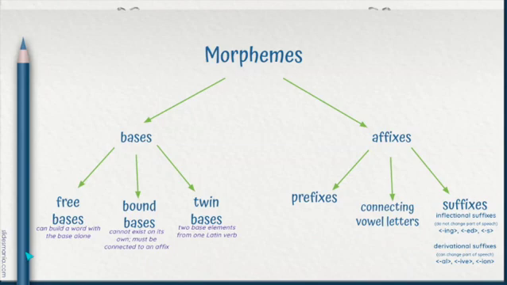Bases can be further divided into several categories: free bases, bound bases, and there's also twin bases. Affixes are typically thought of as prefixes and suffixes, but we cannot forget the connecting vowel letters that come into play as we start digging into some of the different words that we use in English spelling.